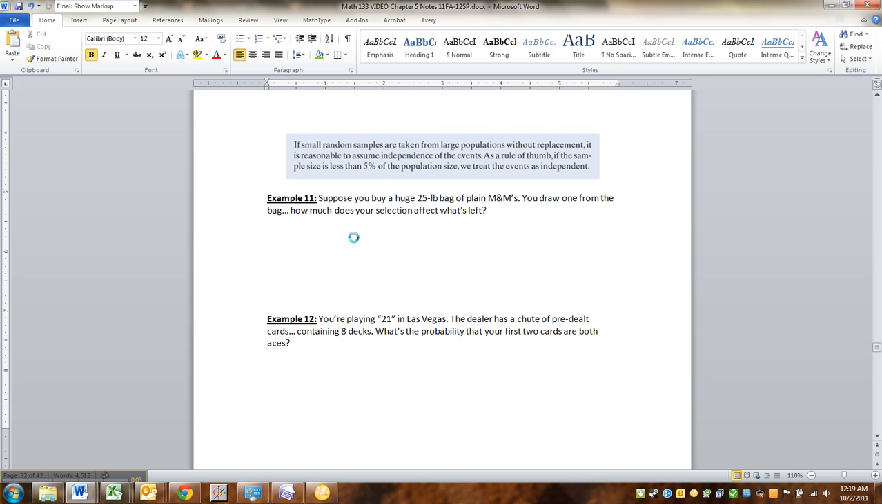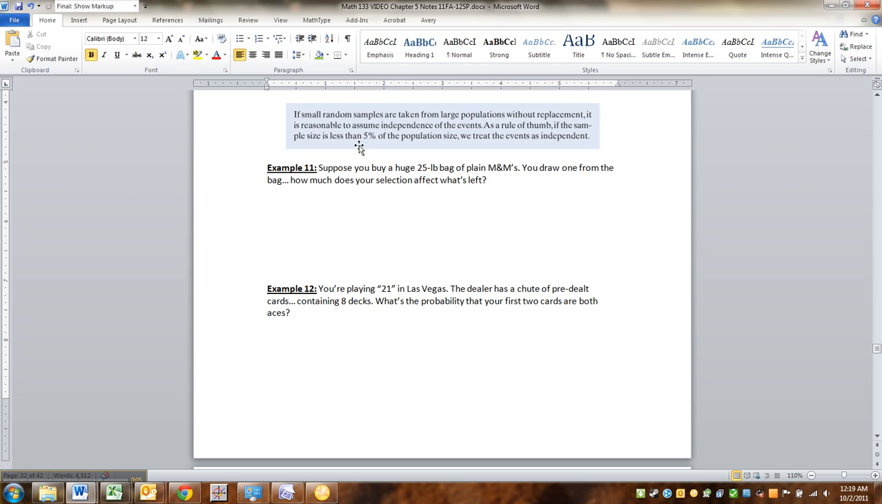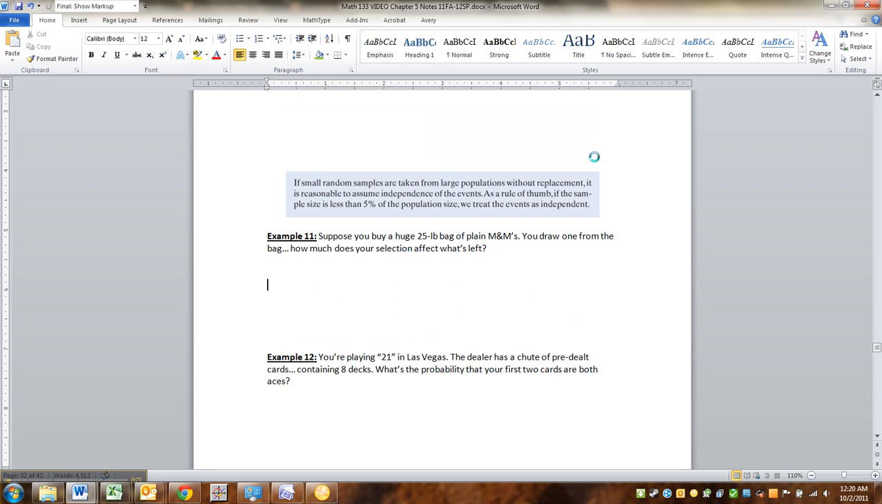Right. So the independence thing gets to be kind of a pain. When you're taking small samples from a large population without replacement, it is reasonable to assume in most cases independence of the events. As a rule of thumb, if the sample size is less than 5% of the population size, we treat the events as independent. Okay, so what are they talking about here?